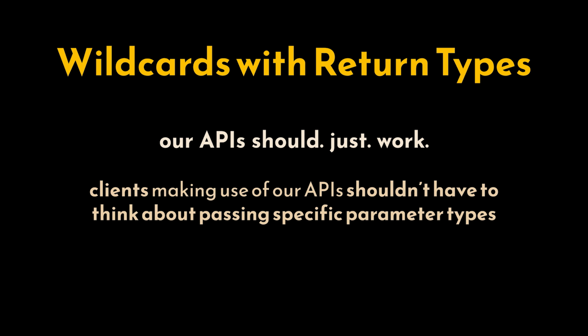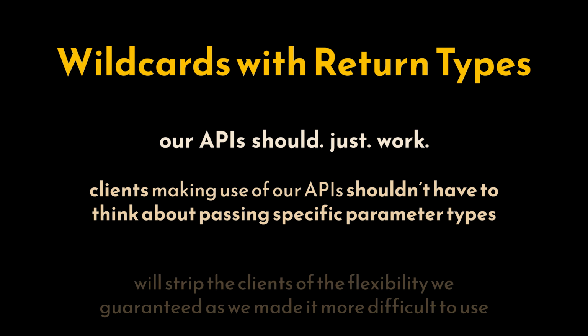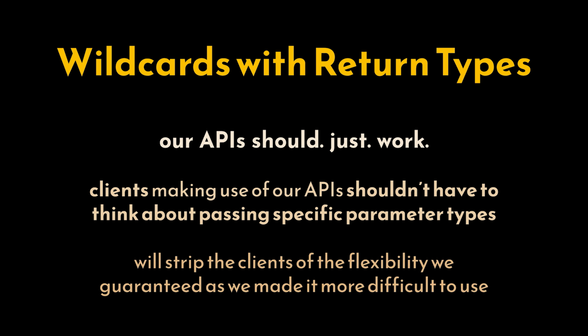Clients making use of these methods or a particular library shouldn't have to think about wildcards or about passing specific parameter type. But what happens if we return wildcards? The people making use of our API will have to create a variable of the wildcard type to store in the return value, and this will strip the clients of the flexibility we previously guaranteed, as we just made it more difficult to use.